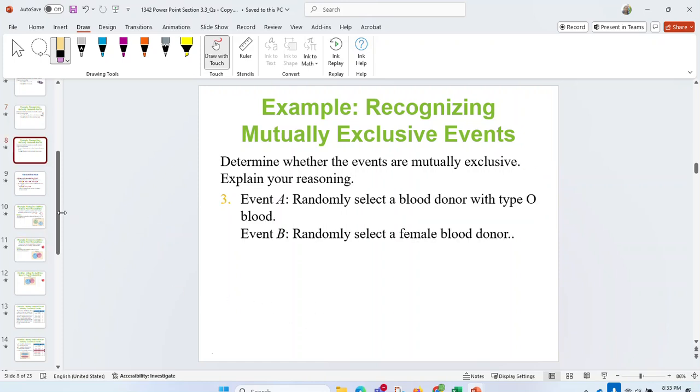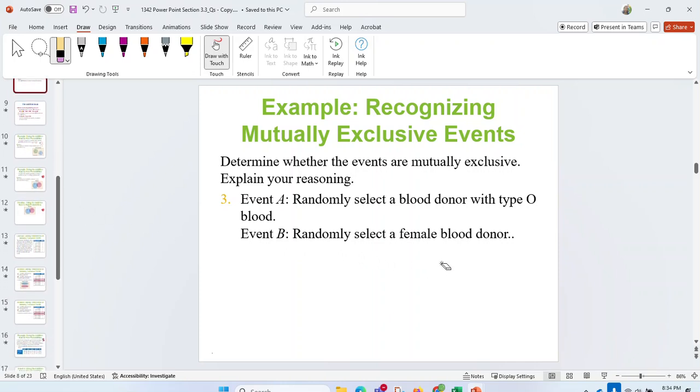Another one: you have a blood type O. Randomly select a donor that is type O, and also randomly select a female donor. Is this mutually exclusive or not? It should be not, because a female can also be type O, and type O can be male or female. So these are not mutually exclusive, okay?